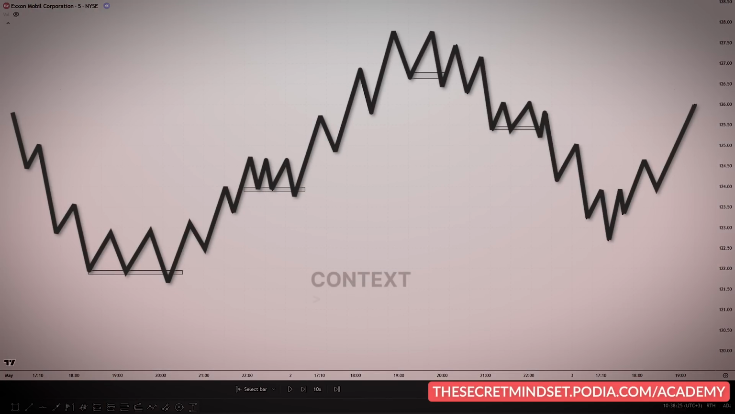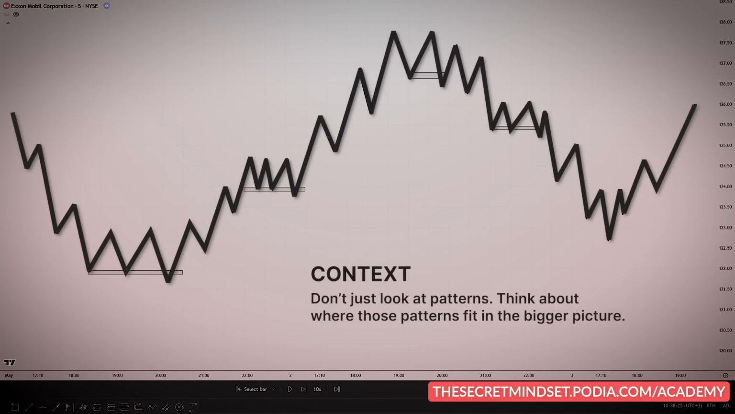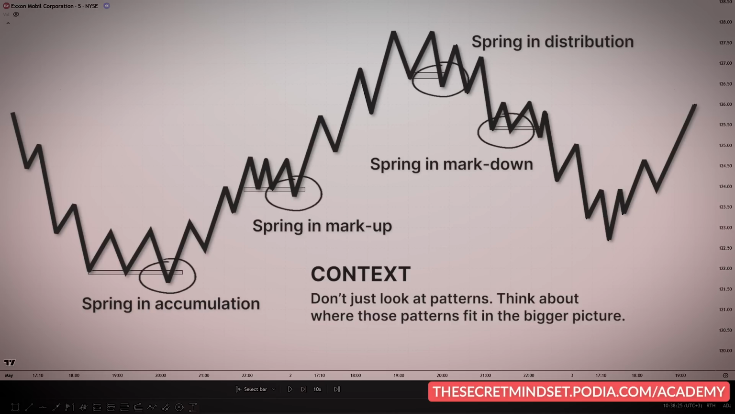Wyckoff traders always think about context. They don't just look at patterns. They think about where those patterns fit in the bigger picture. For example, a spring in an uptrend is different from a spring in a downtrend. A test of support after a long uptrend is different from a test early in a trend.